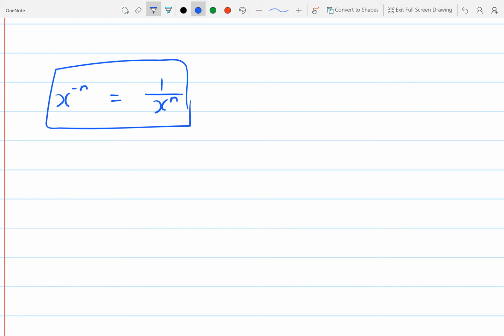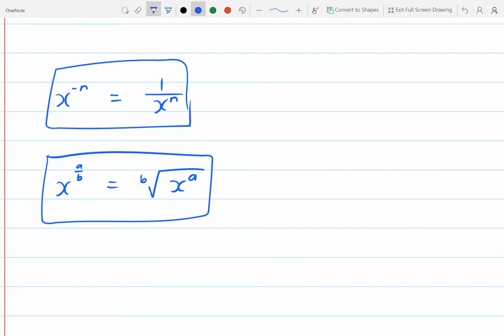Secondly, if you have x to the power of a over b, then if we're writing that in surd form, b is the root that we're taking of our base, and a is the power that we're taking. So that's our relationship between fractional indices and their surd form.